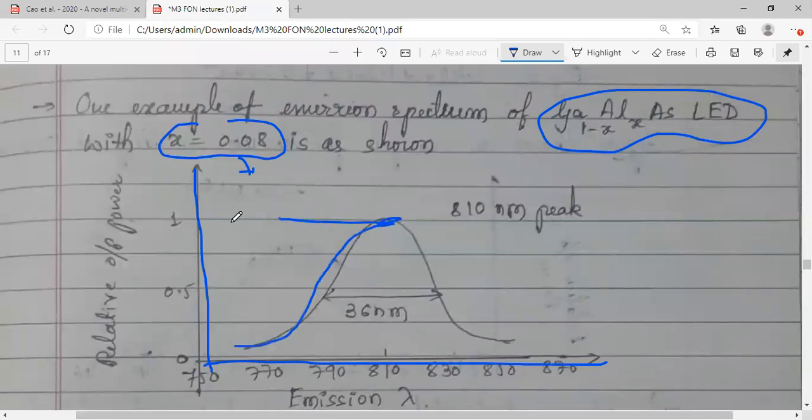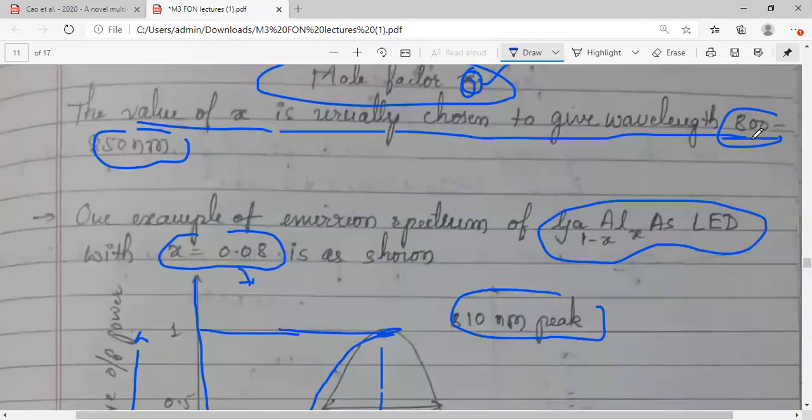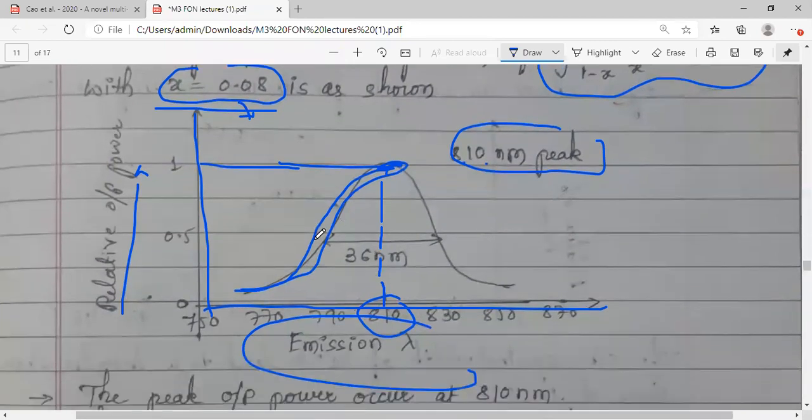The peak value we have got somewhere here. Okay, relative output power. And a peak value at what wavelength am I getting? It is at the center, that is at 810. As I said, generally the operating wavelength is 800 to 900 nanometers. If I take the x value as 0.08, then I am getting a peak value at 810 nanometers wavelength, and you can see this is 36 nanometers.